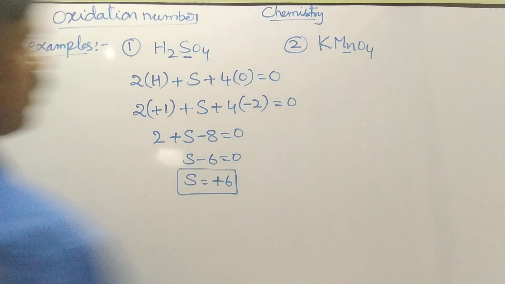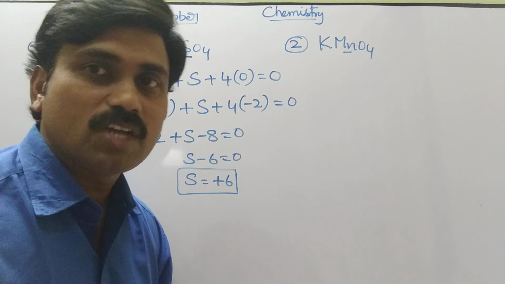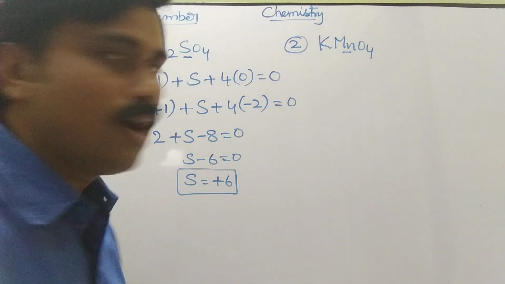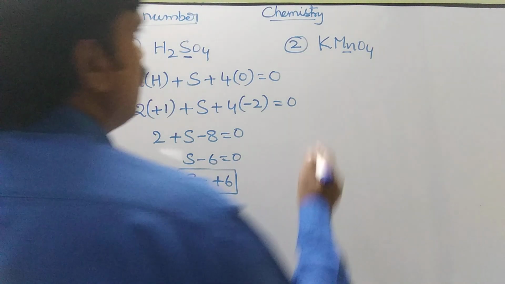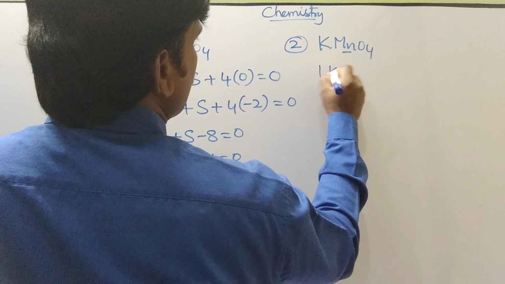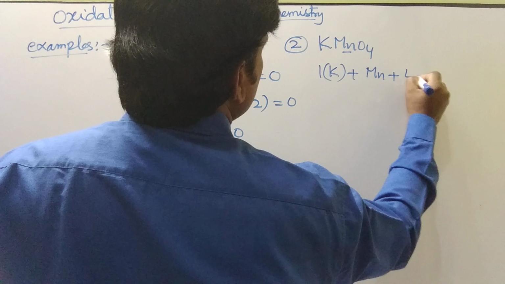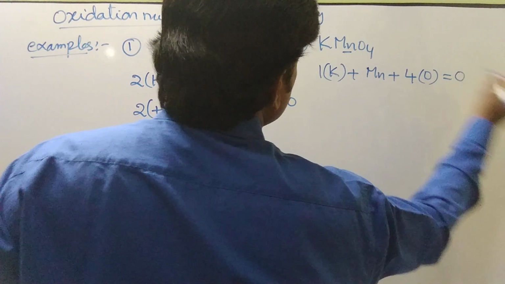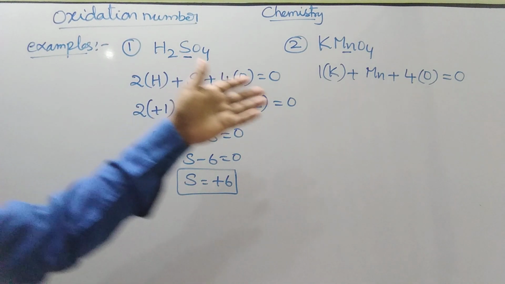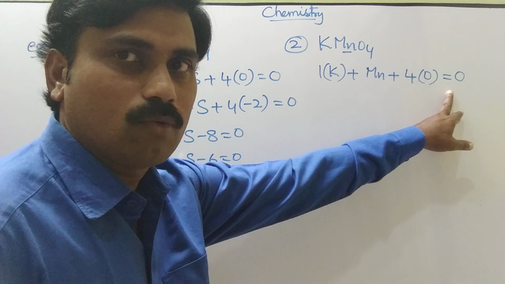KMnO4, this chemical compound name is potassium permanganate. In potassium permanganate, the underlined element is manganese, so we have to calculate the oxidation state of manganese. Look at potassium, which belongs to the first group. That's why here one atom of potassium: 1 into K plus 1 into Mn plus 4 atoms of oxygen is equal to 0. According to point number 6, the algebraic sum of oxidation states of all the atoms in a molecule is equal to 0. It is also a neutral molecule, that's why we are taking it equal to 0.